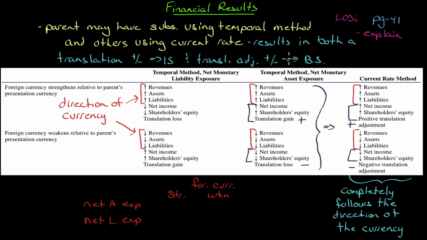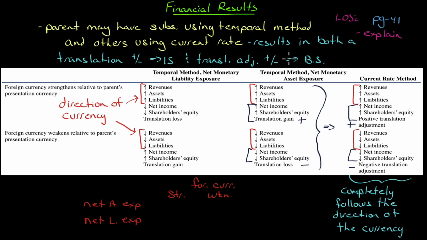So we may look at a parent and say, well, hang on a second, there's a translation adjustment on the balance sheet saying that it's using current rate, but I also see a translation gain or loss on the income statement, meaning it's using the current, it's using both? Yes, it can. Remember now, the translation method is associated with the subsidiary, not with the parent. It's not that the parent uses current rate.